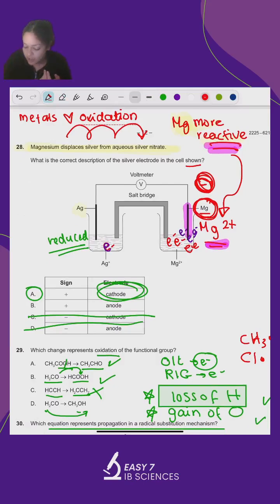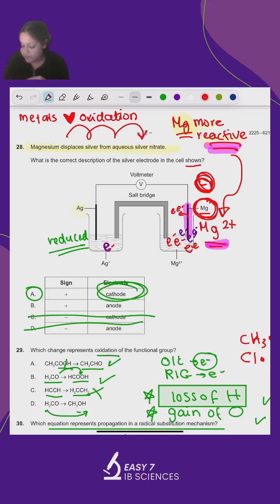So metals love oxidation because they have a small amount of electrons in their outer shell. So if metals love oxidation, we know that the stronger metal is going to be the one acting like a metal, and the weaker metal is going to be the one that's going to be getting reduced. Okay, so if magnesium displaces silver, that means magnesium is more reactive, therefore it's a better metal, so therefore it's going to be oxidized. So if it gets oxidized, that means that magnesium is going to become magnesium 2+, and it's going to shed all of the electrons.